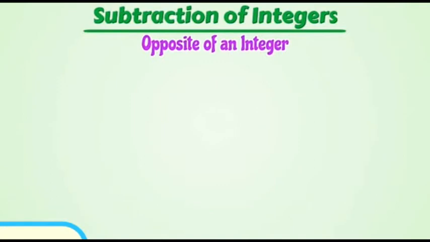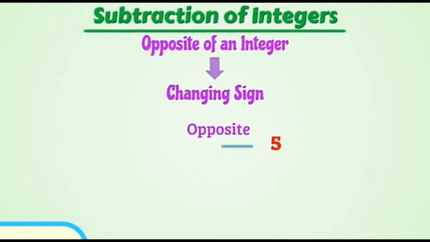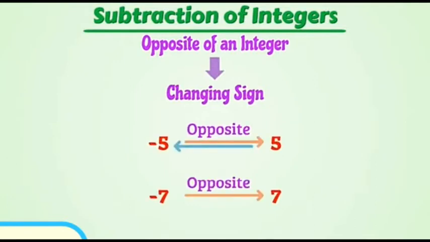Basically, opposite of an integer is obtained by changing its sign. For example, opposite of minus 5 is 5. Opposite of minus 7 is plus 7 or simply 7. The other name for opposite of an integer is additive inverse.